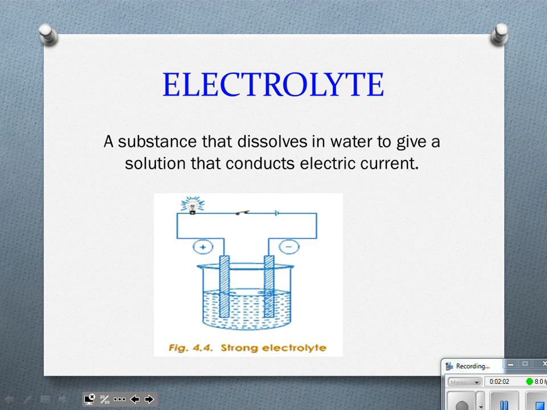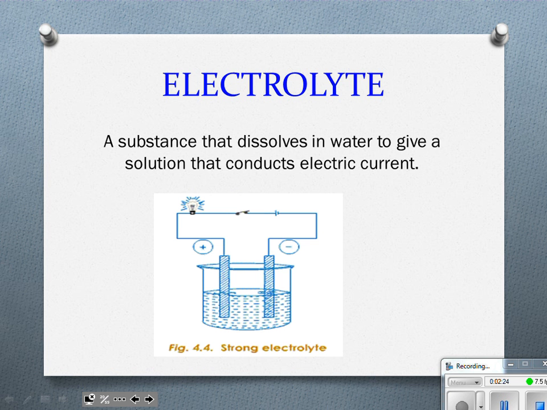then I'd say, yeah, that conducts electricity. But if I put it in there and it doesn't light up, I'd say, ooh, that's a non-electrolyte. It will not conduct electricity. Okay? So if we have time later in the period when we get done with the notes, I'll run through a couple of demos here with electrolytes.